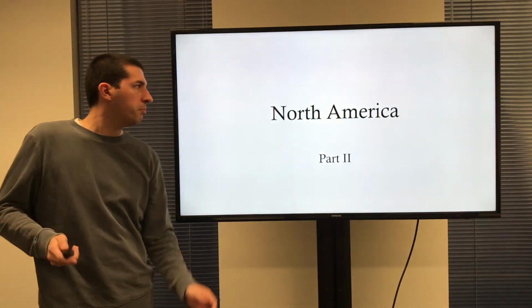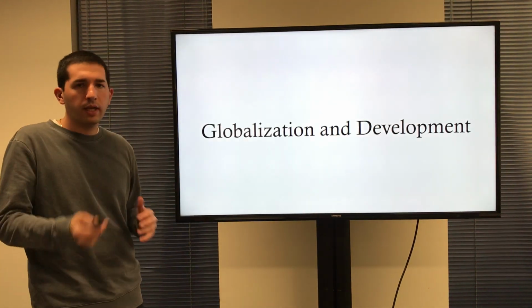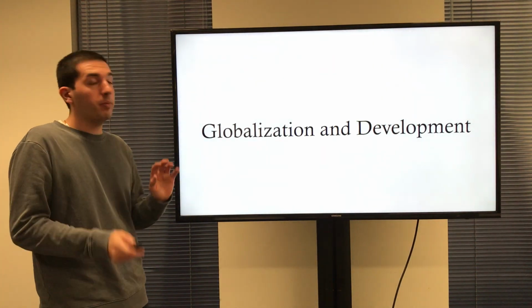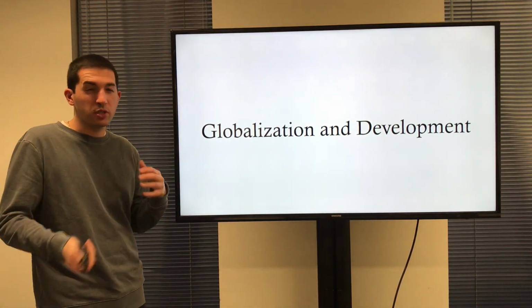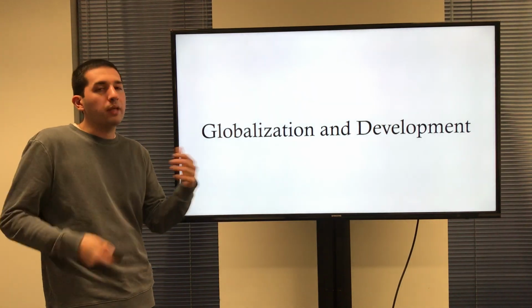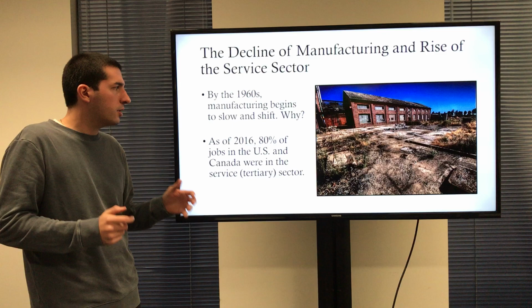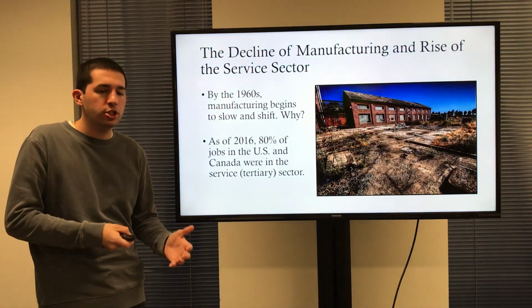Alright folks, North America, part 2. Again, just like previous practice, we're going to focus more on the human dimensions of things. So we're going to begin with globalization and development from the perspective of North America, being the United States and Canada. So by the 1960s, manufacturing begins to slow and it begins to shift.